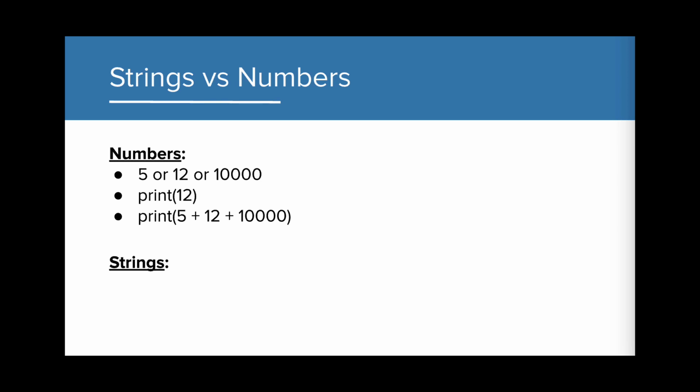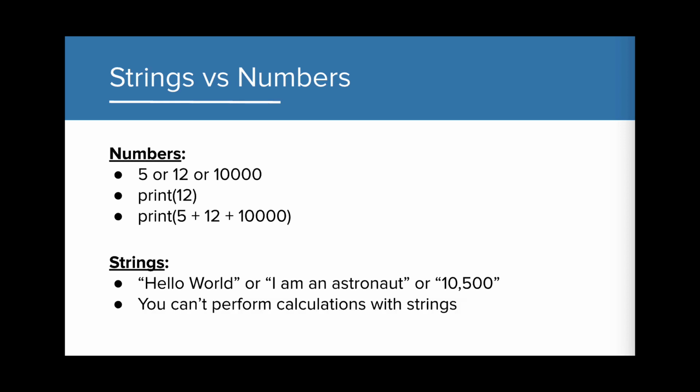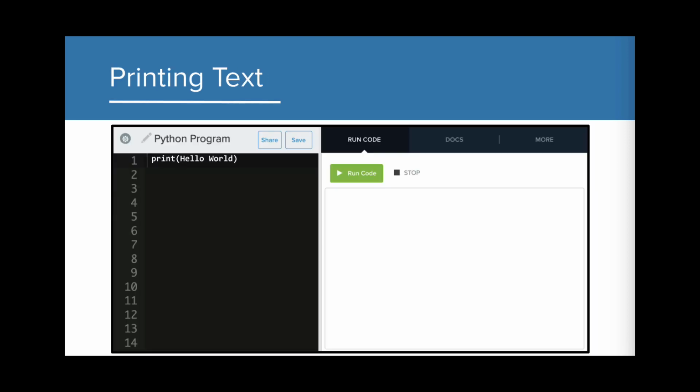Strings, on the other hand, require quotes. They can be any value that includes a number. Be careful though, you can't perform calculations with strings. So 10,500 as a string is acting as text, not a number. When you print the strings, you need to put quotation marks, but they won't actually be printed. If we try to print the string without quotes, we get an error. Add the quotes back in, and everything works as expected.